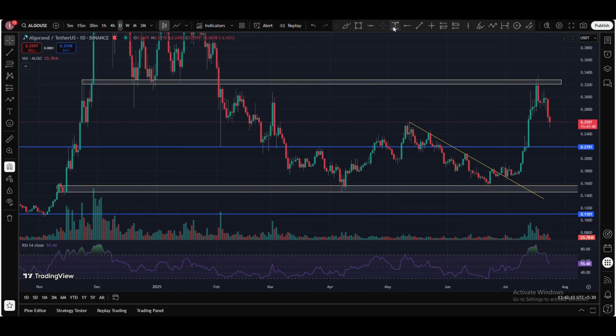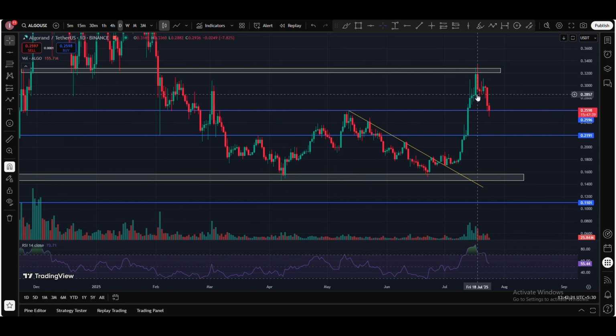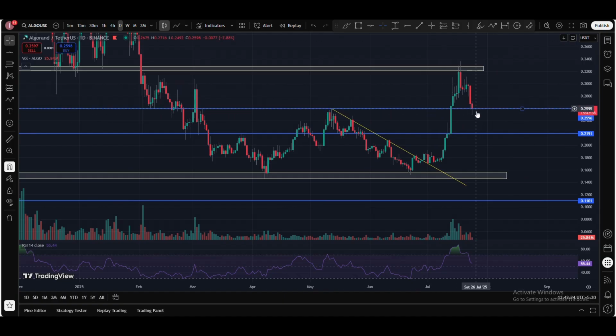Actually we can mark the support area. This is a minor support. Market can break the minor support and reach this level, obviously.